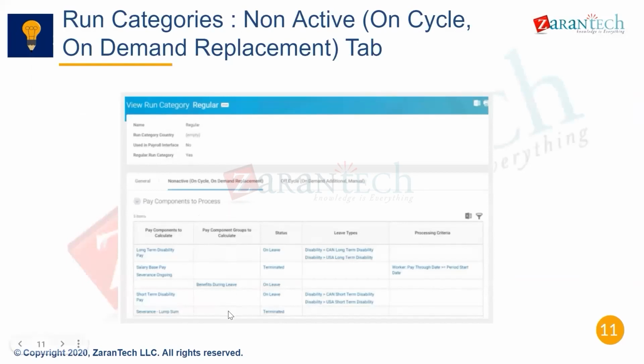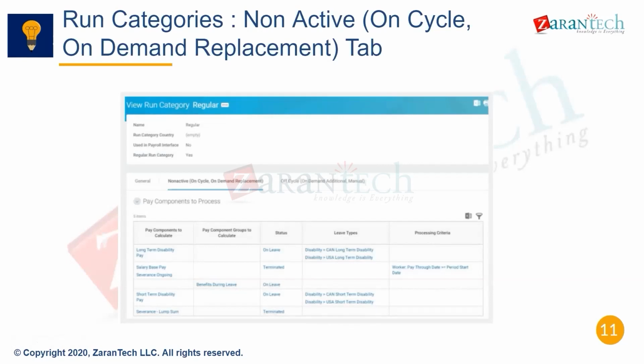of the run category. So if you observe the second last row on the screenshot, short-term disability pay. What we are saying is, calculate the earning code called short-term disability pay when employee status is on leave and the employee is on leave type disability short-term Canada, disability short-term USA. Does this make sense?